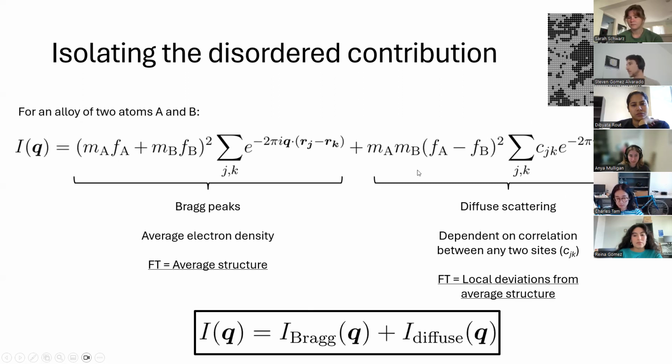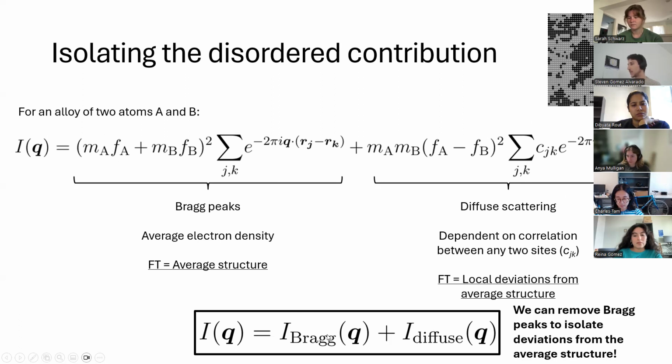And so to more concisely write this, we can think about this as just the Bragg intensity and just the diffuse intensity in our data. And we can remove the Bragg peaks from our data and just isolate what we'll call the local deviations from the average structure. And so we really can use a Fourier transform to get out just pictures of the changes in the local structure and really get a real space picture of our disorder.